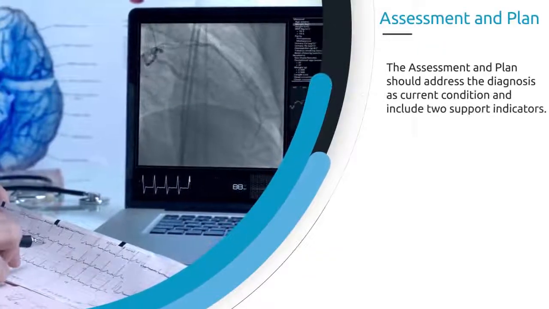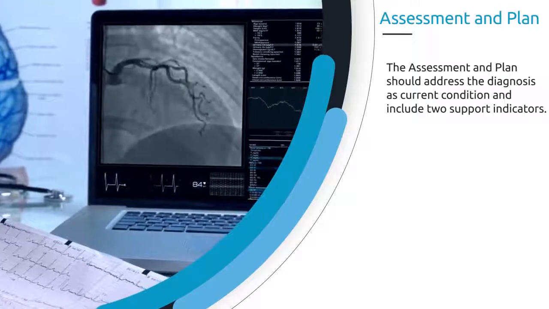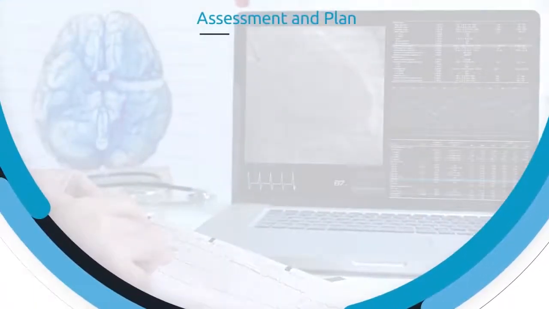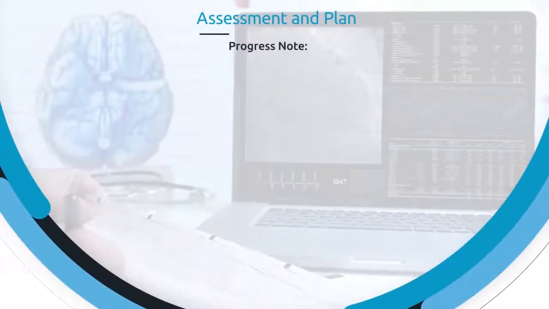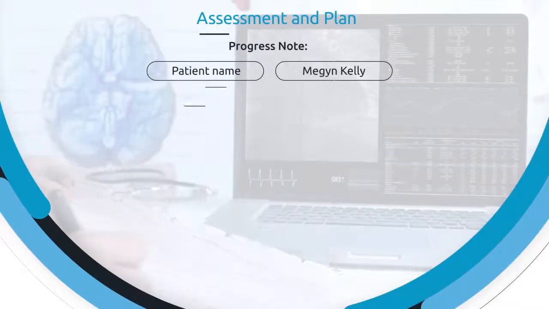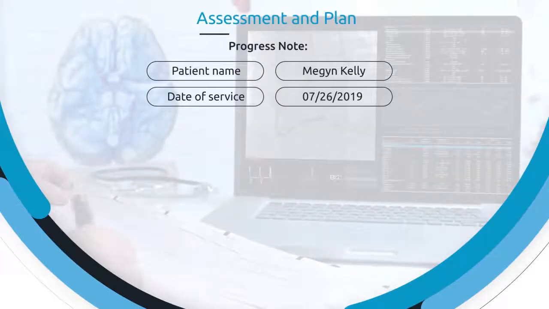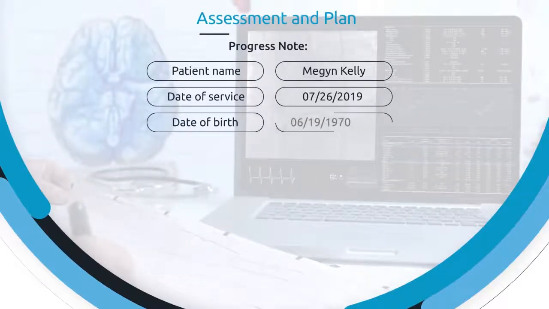The assessment and plan should address the diagnosis as a current condition and include 2 support indicators. Let's see an example of a progress note for CHF. Patient name: Megan Kelly. Date of service: July 26, 2019. Date of birth: June 19, 1970.